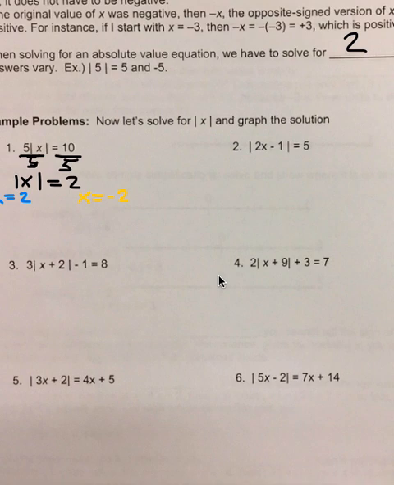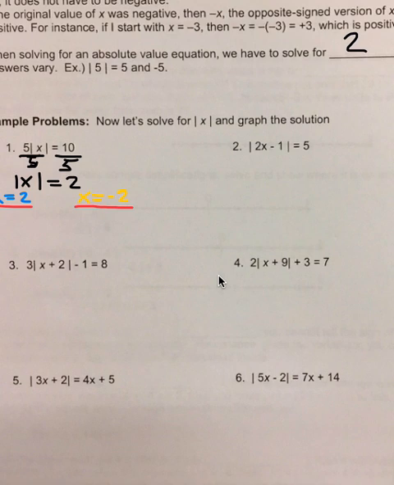Now in this case, you have nothing else to do. And so when we would check our answers, we would plug these both back in. We would plug negative 2 into the original and positive 2 back into the original. In this case, when you do that, they both work. So our answers would be x equals 2 and negative 2.